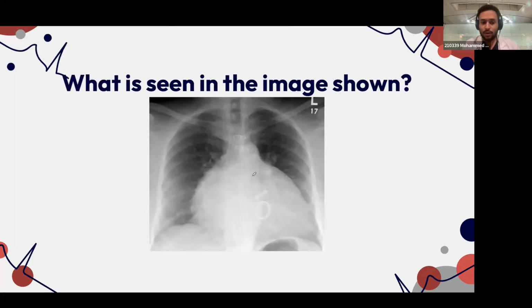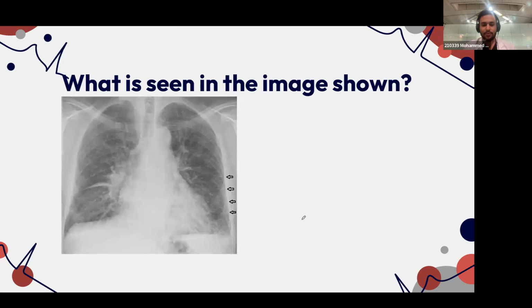I want you guys to know what they are. For this one, what is seen in this image? Cardiomegaly. Okay, excellent, good. Let's go very fast in this one. Now this one. What is seen in this image? Give me the disease. Congestive heart failure. Good. Left or right?